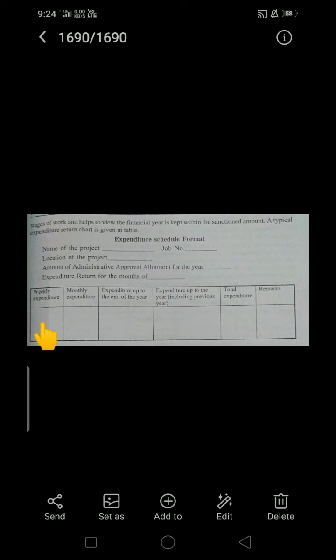We have to mention weekly expenditure, monthly expenditure, up to the end of the year, and expenditure up to the year including the previous year also. So we maintain weekly, monthly and yearly expenditure. Then the total: if your project takes around five years of construction, the expenditure in those five years we have to mention in the total expenditure. And a remark, if you have any, like balance of the amount or extra amount, you can mention over here.